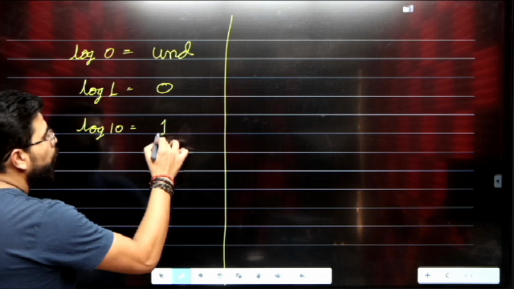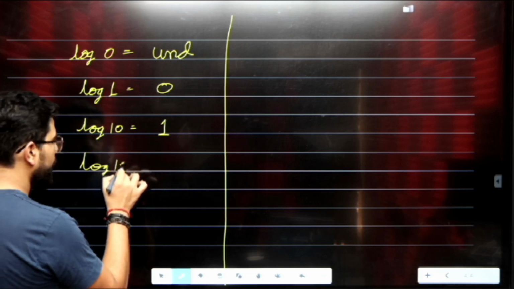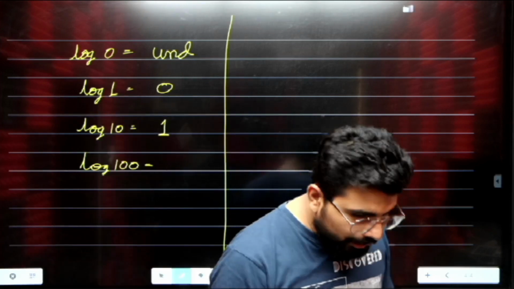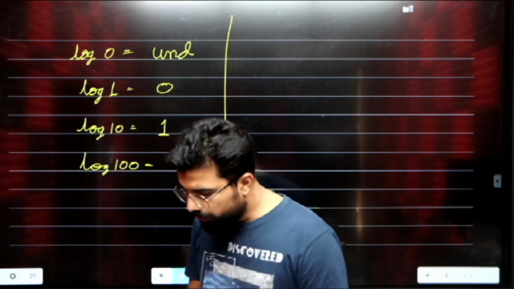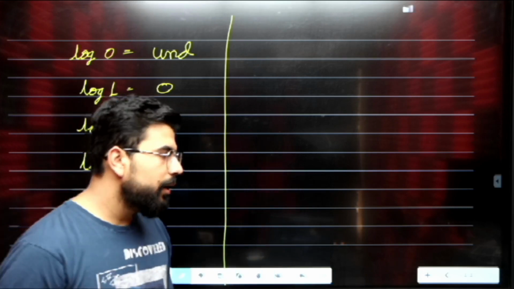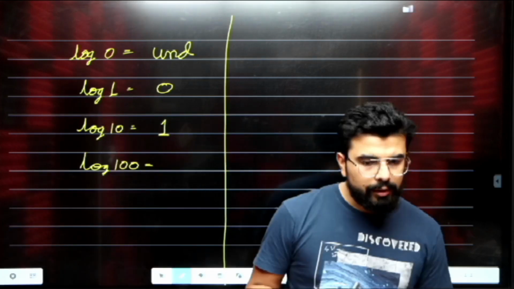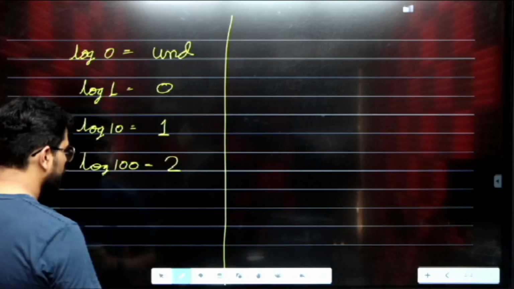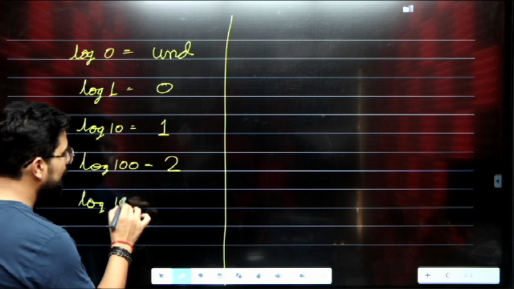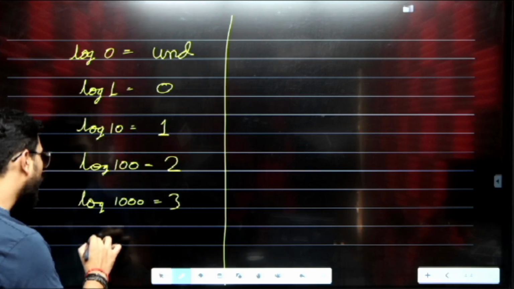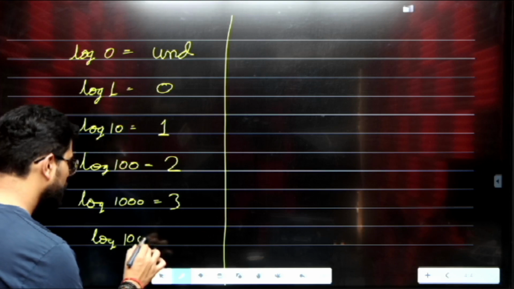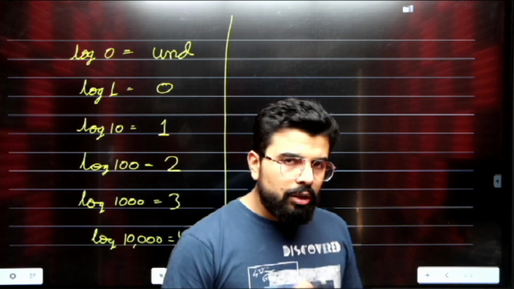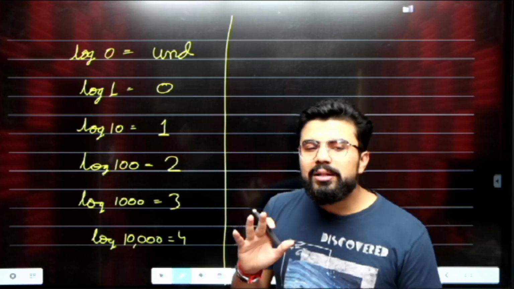Log 10 is 1. Now what is log 100? Tell me the value of log 100. Your value is 2. What is log 1000? Now you can say it is 3. What could be log 10,000? It would be 4. What would be log 1 lakh? 5. Do you understand the concept, beta?